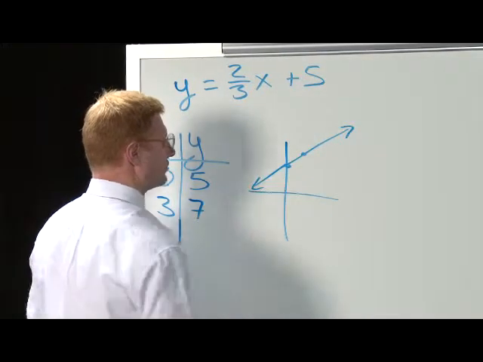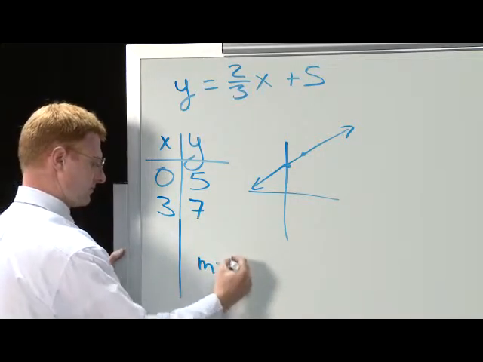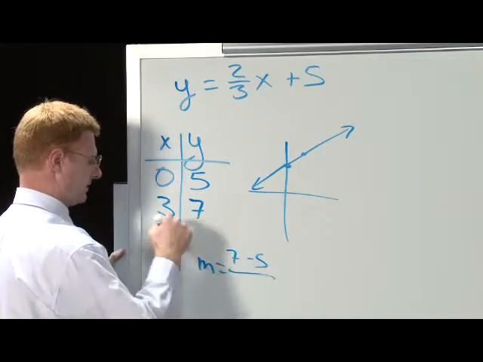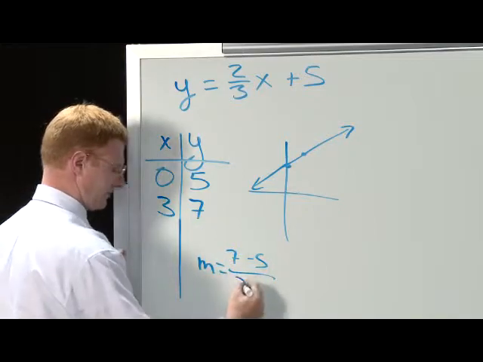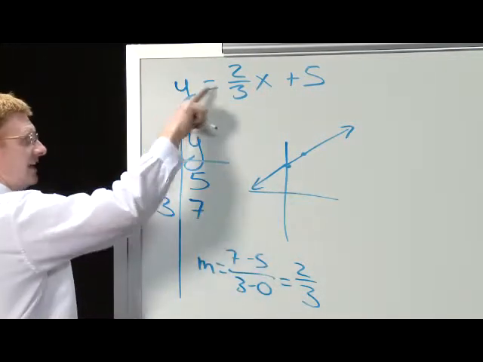There's your line. Now, the slope. How do we get a slope between 2 points? We're going to take m equals 7 minus 5 over 3 minus 0, 2/3. Slope of this line is 2/3.